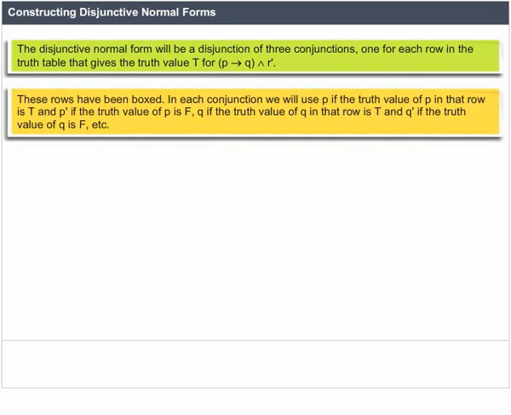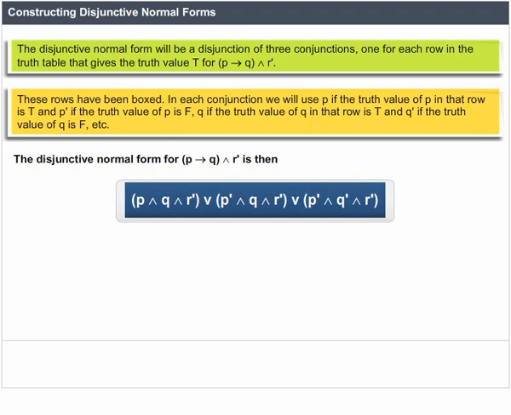In each conjunction, we will use P if the truth value of P in that row is T and P dash if the truth value of P is F, Q if the truth value of Q in that row is T, and Q dash if the truth value of Q is F, etc. The disjunctive normal form for P implies Q and R dash is then P and Q and R dash, or P dash and Q and R dash, or P dash and Q dash and R dash.